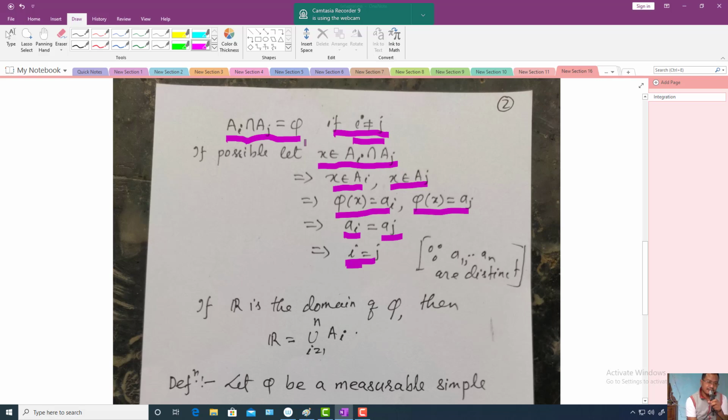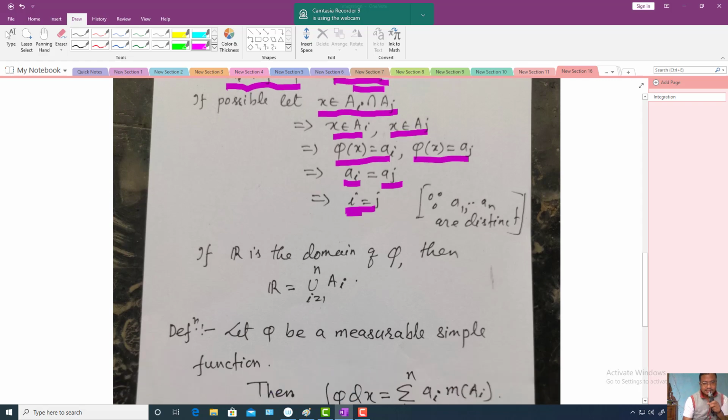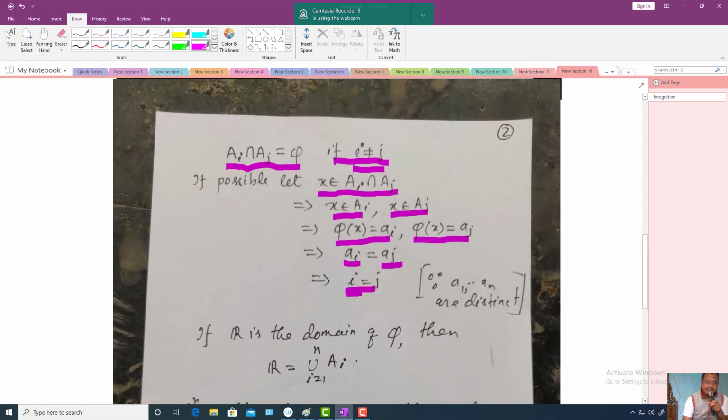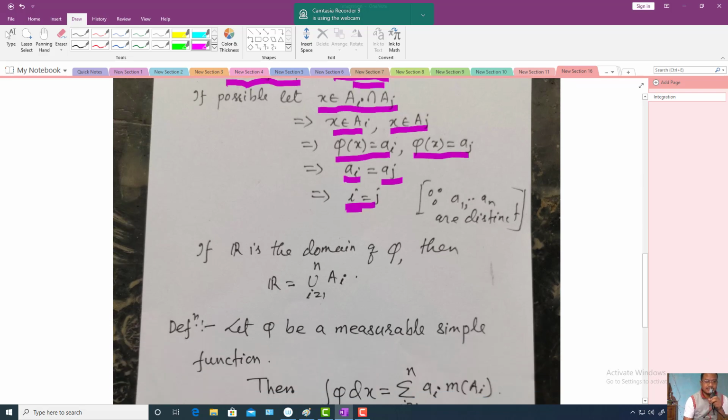Why does it happen? It happens because the function takes the finite values a1 up to an, and they are distinct values. That means a1 is not equal to a2, a2 is not equal to a3, like that. Since a1, a2 up to an are different numbers, capital Ai intersection Aj is equal to phi if i is not equal to j. This is the thing you have to remember.